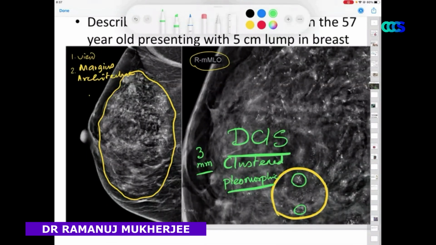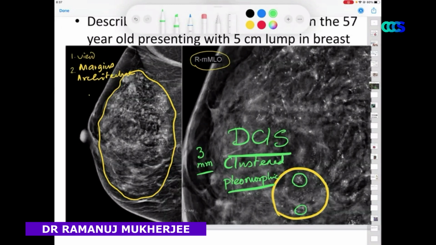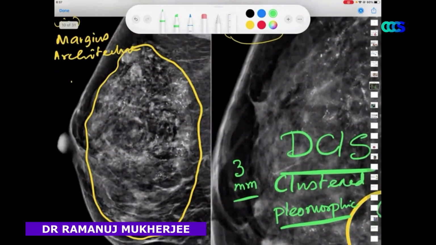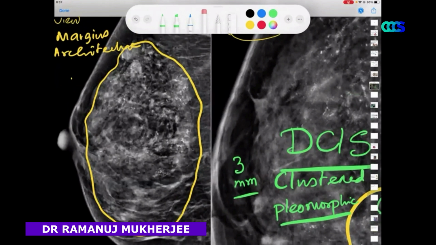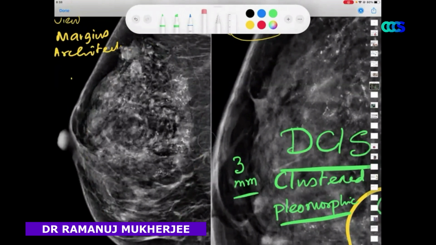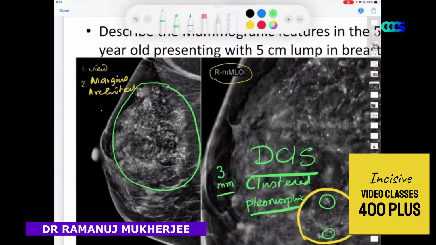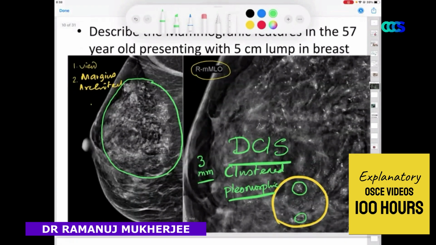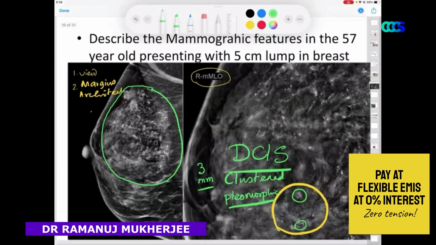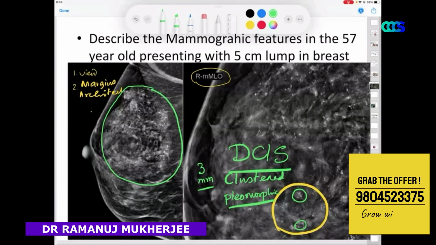And if you have thought about a DCIS, now can you comment upon how much is the extent of the DCIS in the specimen? Can you see that these clustered microcalcifications are extending more or less very widely? But definitely with one view, it will be impossible to comment upon the extent of the DCIS. But remember, that will be one of the important factors when you are deciding for a breast conservation surgery.